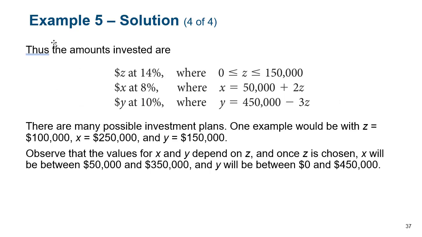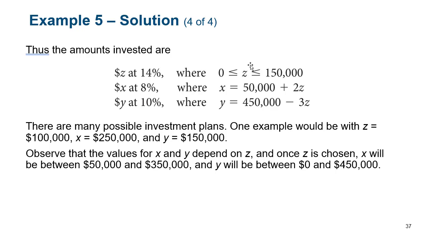And so the amounts invested are 14% at this, 8% at this, 10% at this, where we have these constraints. You plug them in, and we notice that x will be between 50 and 350, and y will be between 0 and 450. Because if you plug in 0 for z, you get 50. If you plug in 1500 for z, and so on and so forth. So that's it, guys. That's how we do them by hand.